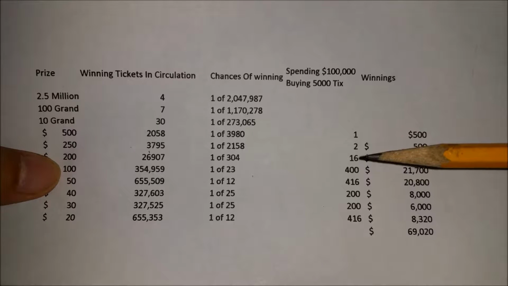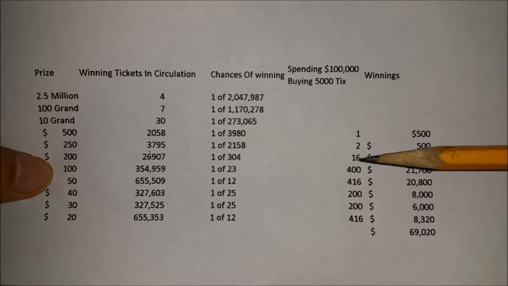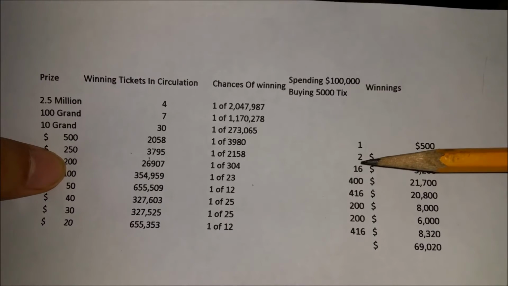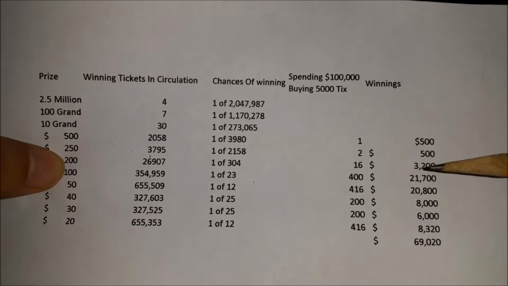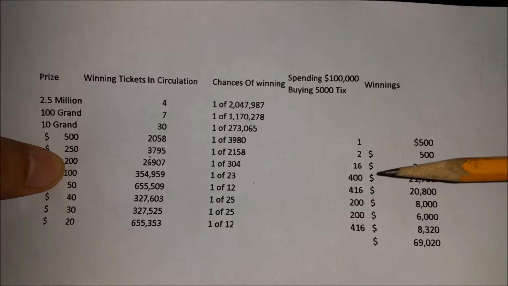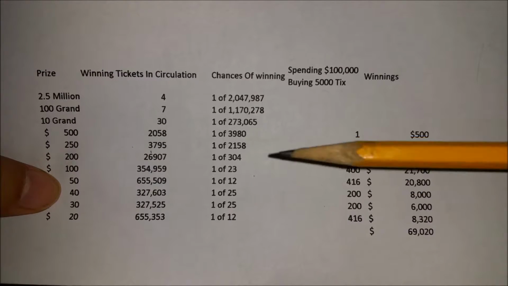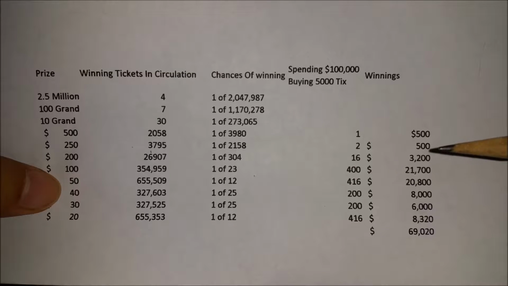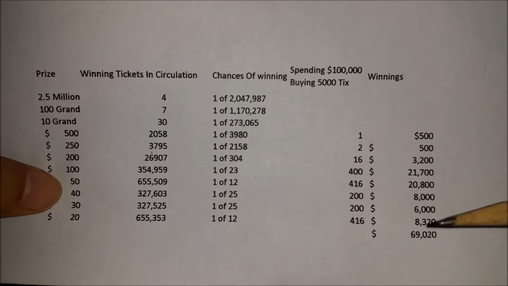As an example, let's do this one here. We have 16 tickets that will win $200, and that's going to give us total winnings of about 3,200. And it goes on and on, based on the odds of winning and the amounts of the probable winnings based on all the tickets won.